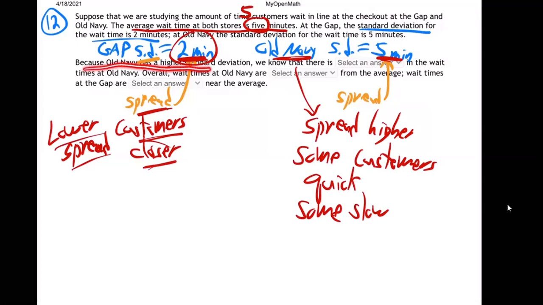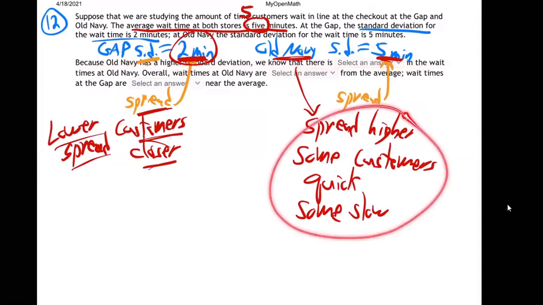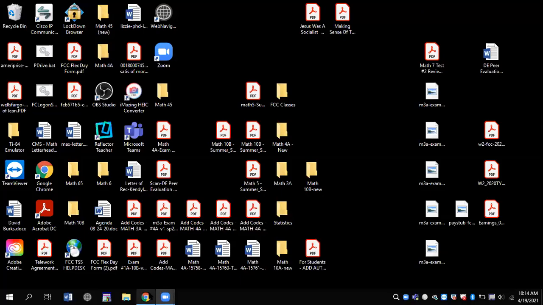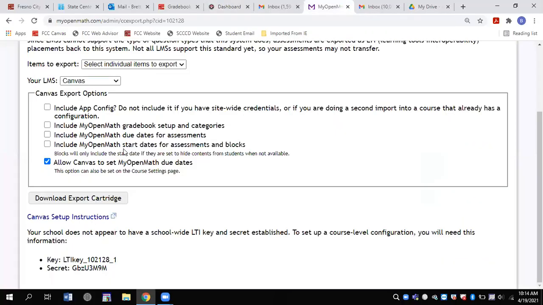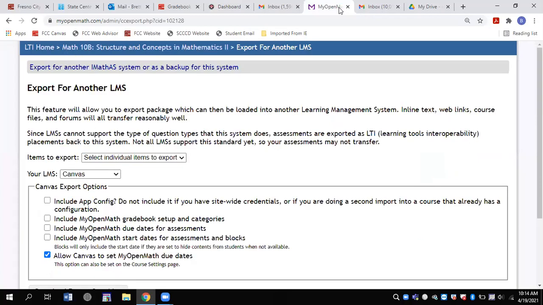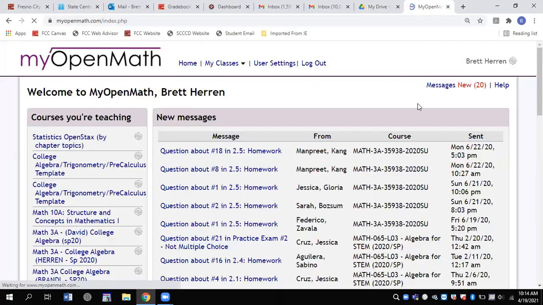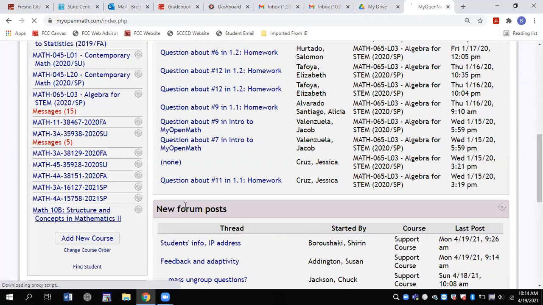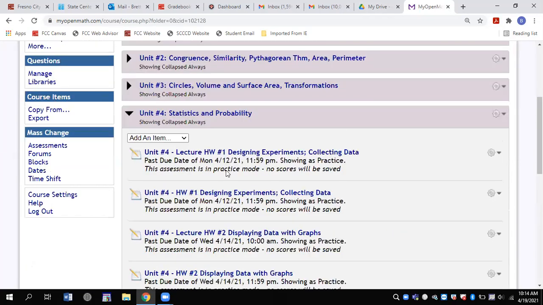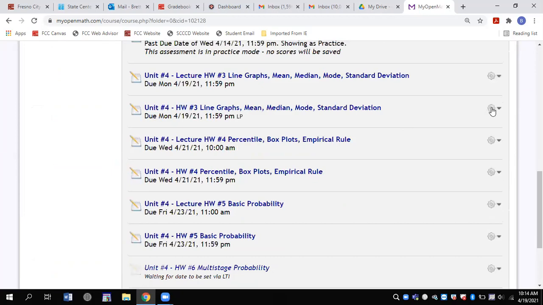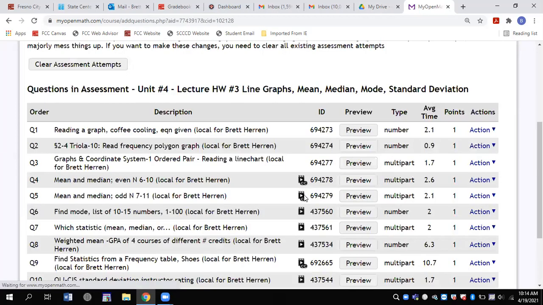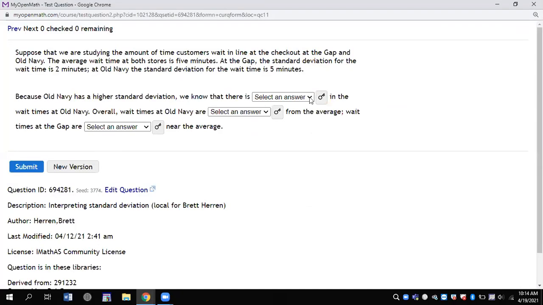Let's read the question. Because Old Navy has a higher standard deviation, we know that there is blank in the wait time. So there's a higher variation. I don't know exactly what word they want there. Probably something about variation. I could look here. I don't remember which particular word they used here. Let me go there and find it. This is number 12. Okay, so here's the question.